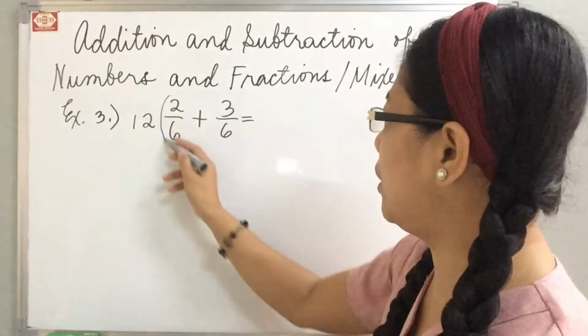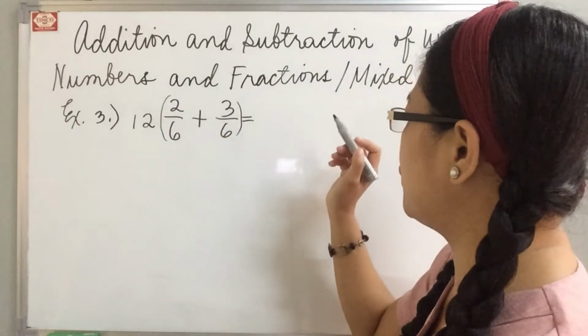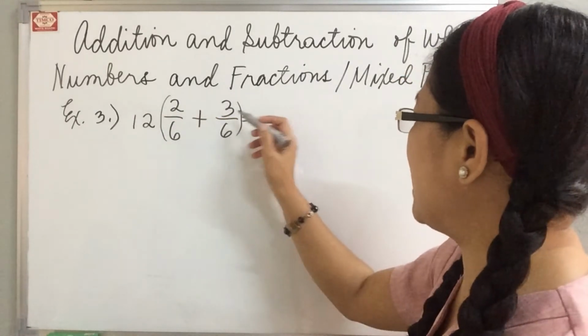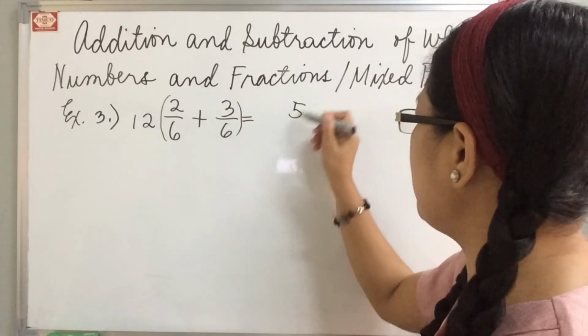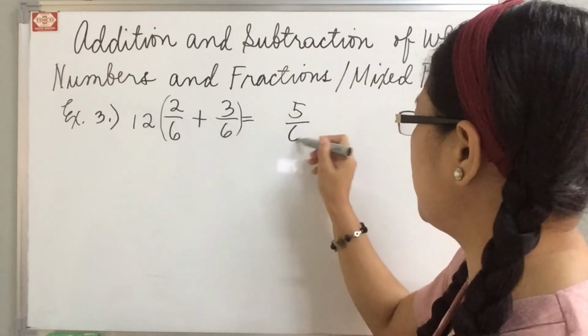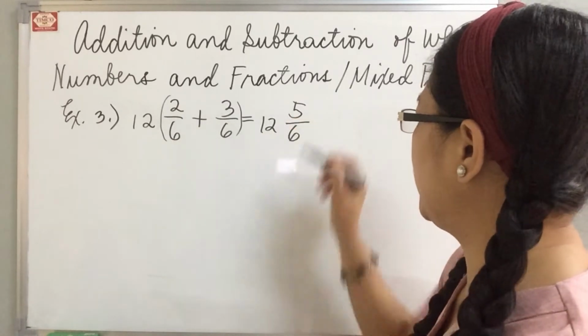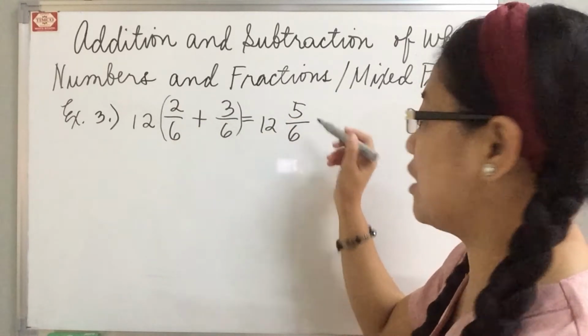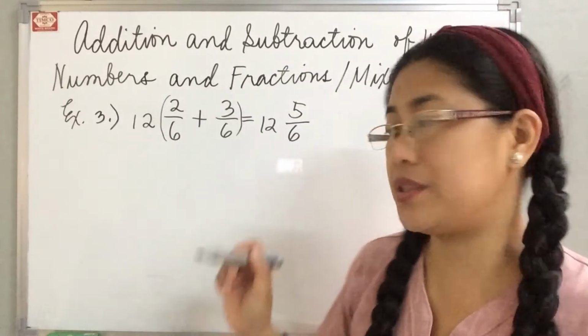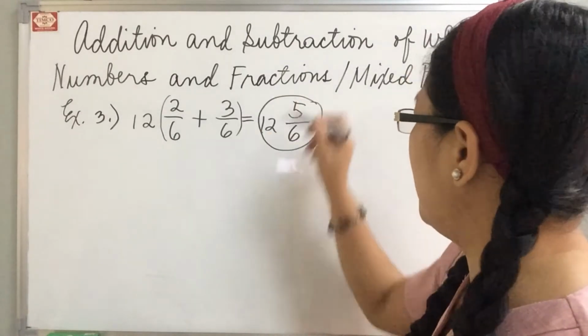Again, let's do the fraction first. So 2 plus 3 is equal to 5 over our denominator, which is 6, and copy the whole number. Okay, so 5/6 can no longer be reduced. So this is now our final answer.